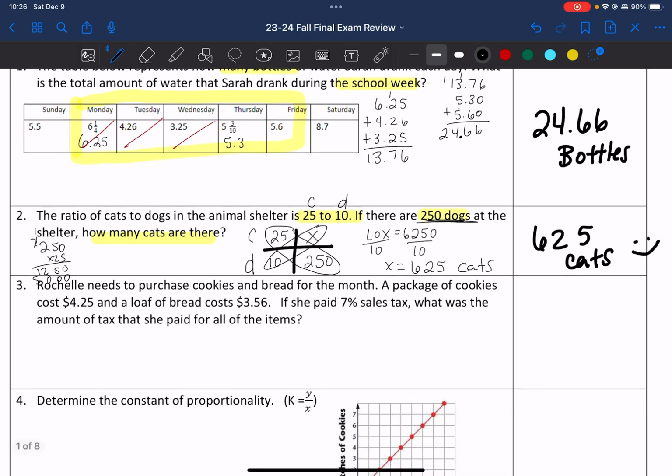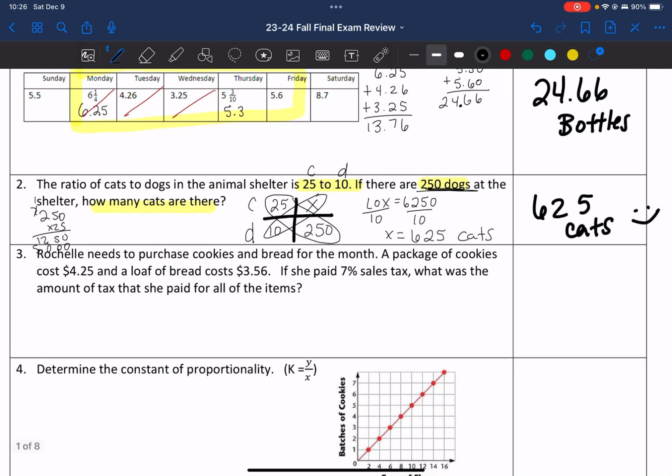Okay. Rochelle needs to purchase cookies and bread for the month. A package of cookies costs $4.25 and a loaf of bread costs $3.56. If she paid 7% sales tax, what was the amount of tax that she paid for all of the items? Okay, so this is only asking for sales tax amount. It's not asking for the total, okay?